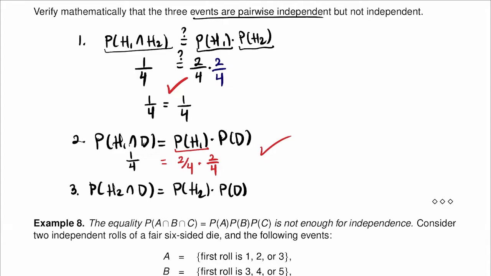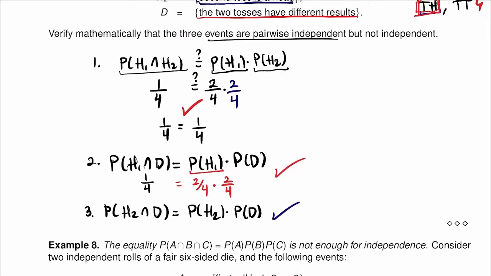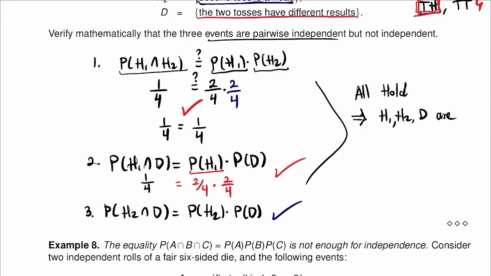And you can do this on your own to check the third pairwise independence. So now we have that all hold. So that means that H1, H2, and D are pairwise independent.